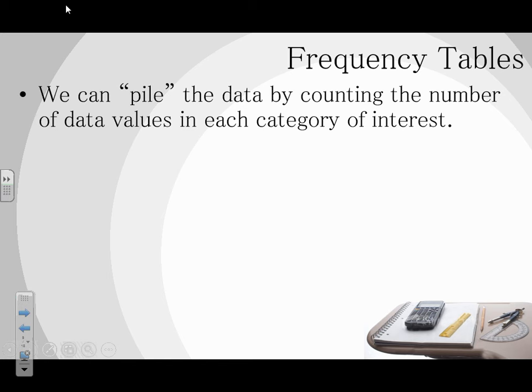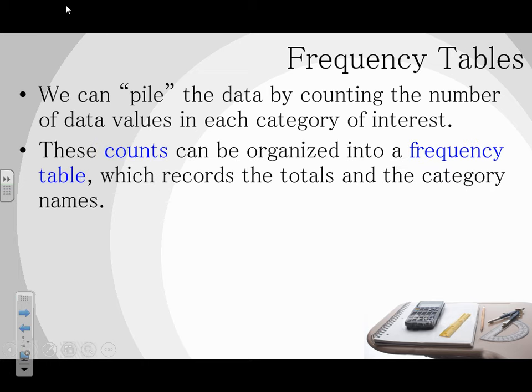So with a frequency table, we are going to pile the data. So we're going to be counting the number of data values in each category of interest. So in our class example, we would have a category for A's, B's, C's, and D's. Those were our grade level distribution. So we would keep track of how many A's, how many B's, how many C's, how many D's, and just put it into a chart. A's, 4. B's, 5. C's, 4. D's, 4. Okay? So a frequency table is literally just a chart with counts for each category.